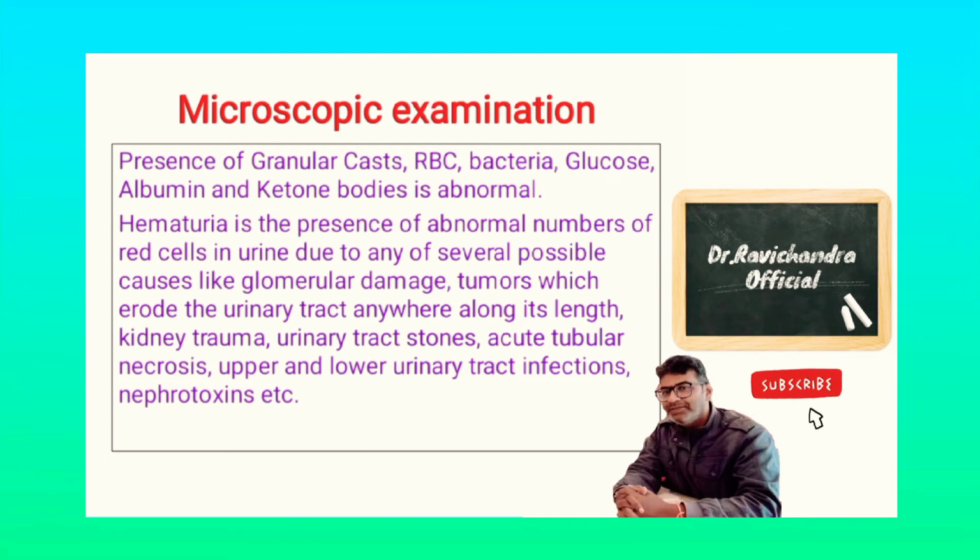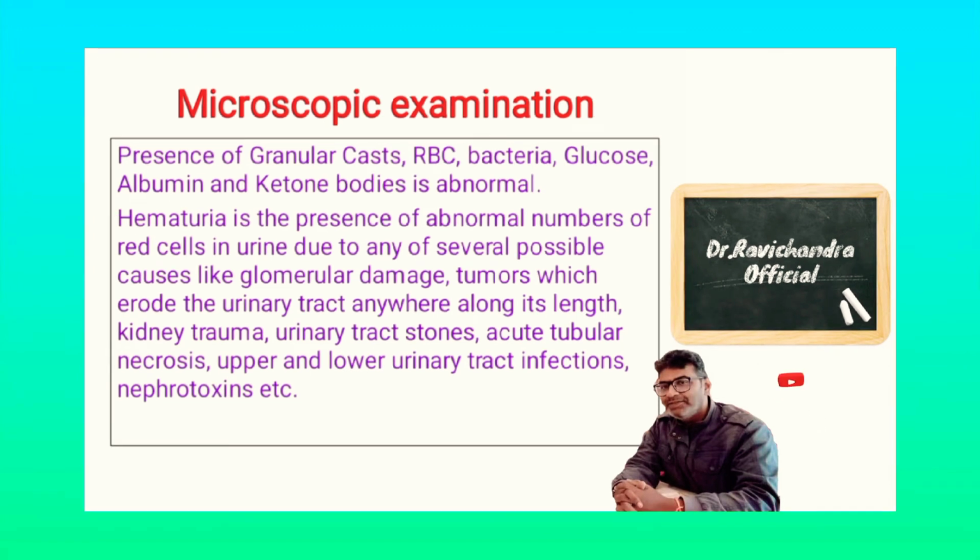Hematuria is the presence of an abnormal number of red blood cells in urine due to any possible causes like glomerular damage or tumors which erode the urinary tract anywhere along its length, or kidney trauma, urinary tract stones, acute tubular necrosis, upper and lower urinary tract infections, and nephrotoxins.